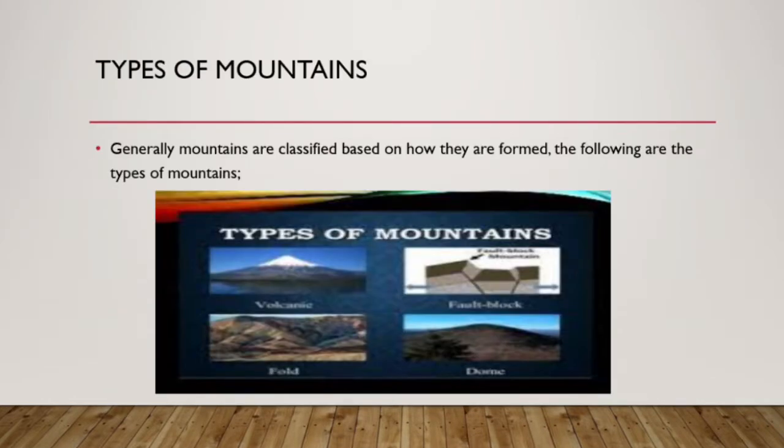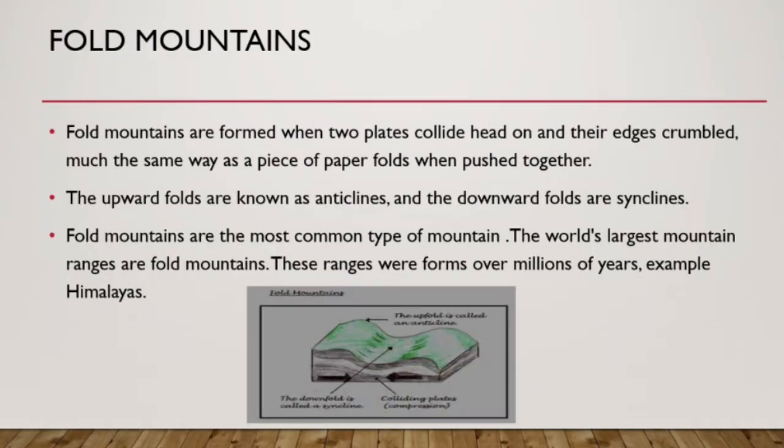Now students, as we move further, we are going to discuss the types of mountains. Generally, mountains are classified based on how they have been formed. The following are the types of mountains. There's an image which shows the types of mountains. We have volcanic, we have fold, we have fault, and we have dune. These images, 1, 2, 3, 4, all show the types of mountains which we are going to discuss. We are going to start with the fault mountains. Students, fault mountains are formed when two plates hit each other and their edges get crumpled.